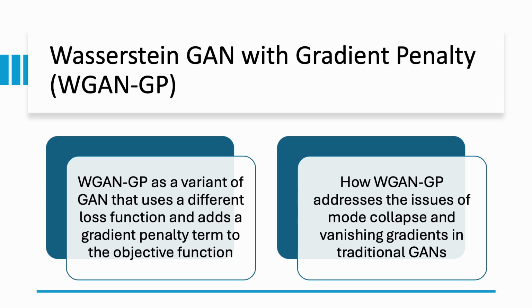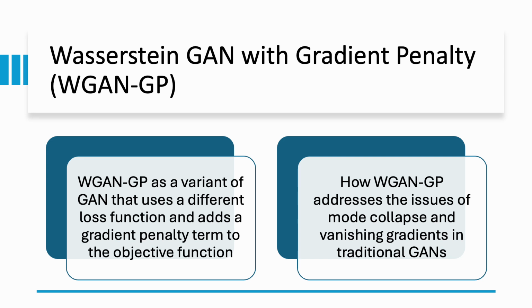A team of researchers from the University of California, San Diego and the University of Texas, Austin used WGAN-GP to develop a deep learning model that can generate synthetic CT scans from MRI scans. The model was trained on a dataset of paired MRI and CT scans and was able to generate synthetic CT scans that were as realistic and accurate as real CT scans. The use of WGAN-GP in this application helped to address the issues of mode collapse and vanishing gradients that are commonly encountered in traditional GANs.